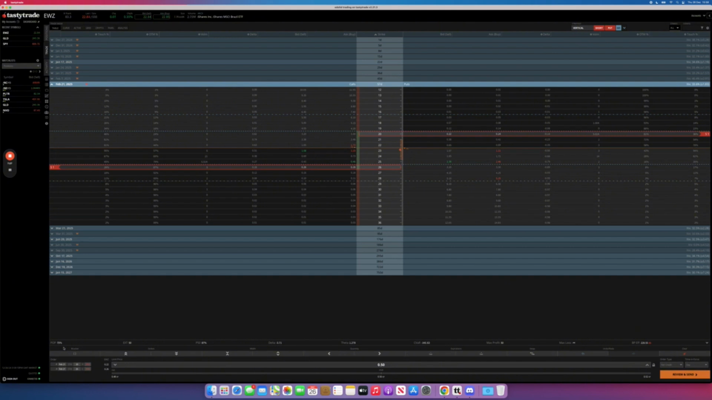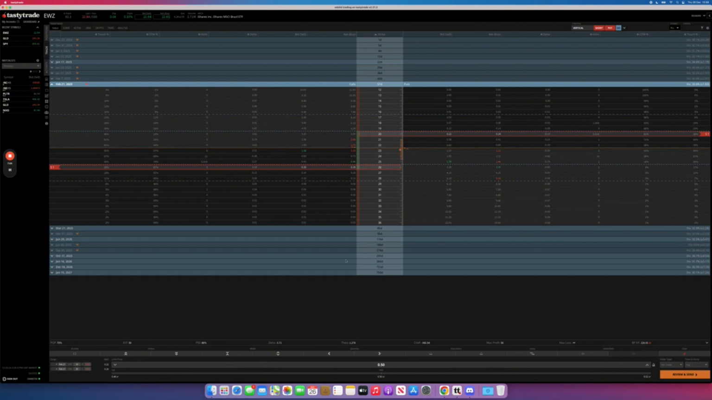Now if we don't want to wait all the way to expiration and we just want to get out at say 50% of max profit, we've got an 88% chance of being able to hit that 50% target at some point over the next 57 days. So we're looking at probabilities of success within 75 and 88%, which are very, very high probabilities of success.